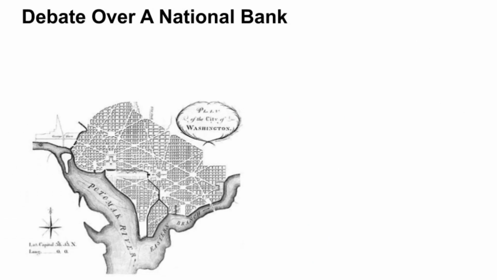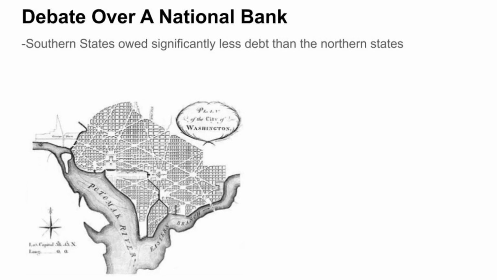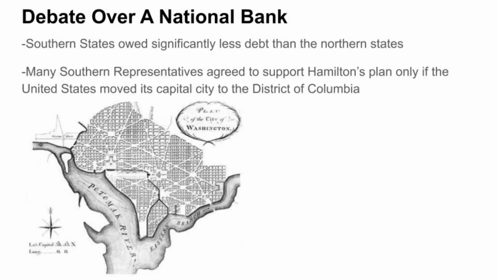Although this plan sounded agreeable at first, because southern states owed significantly less debt than northern states, many southern state representatives agreed to sign on to Hamilton's plan only if the United States would move its capital city to an area closer to the south, that being the District of Columbia.